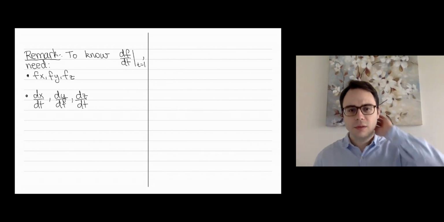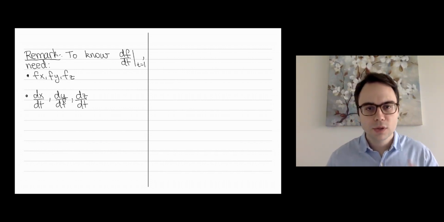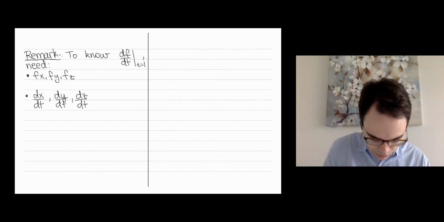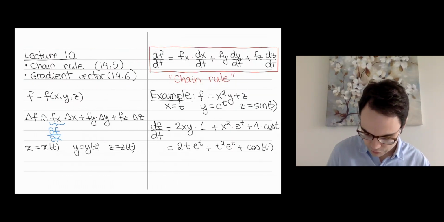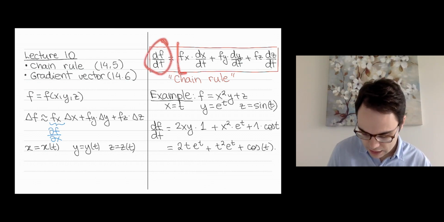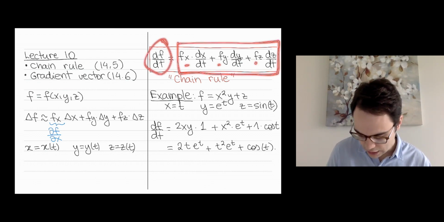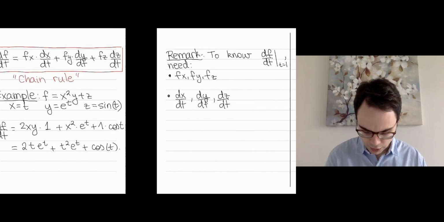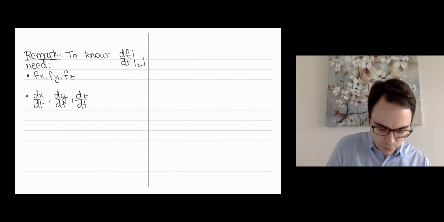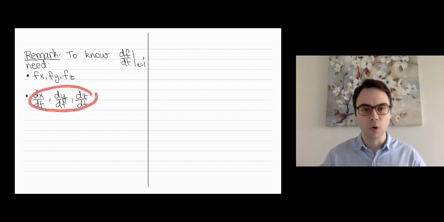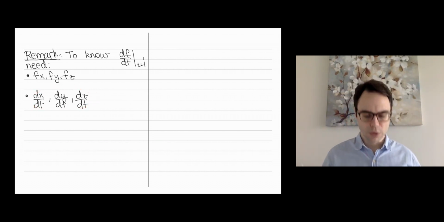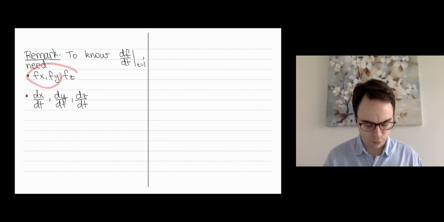Right, so far so good. So we need these derivatives and we need these partials. That's clear from this formula. To compute this, I need the partials and the derivatives of the variables. But we actually don't need to know the derivative of the variables for all values of t, and we don't need to know the partials at all points.